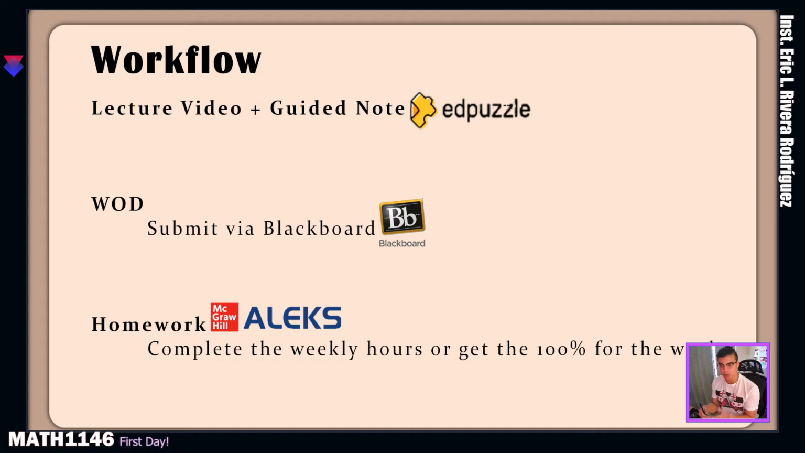Right? Once you finish the worksheet of the day and submit it on Blackboard, you are going to pass through the third phase, which is where you are going to complete the homework in Alex. Right? So those are the 3 phases. For each unit in the class, you are going to pass through the 3 phases: the lecture video plus the guided notes, which is in a puzzle, the worksheets of that unit in Blackboard, and then the homework of that unit in Alex.